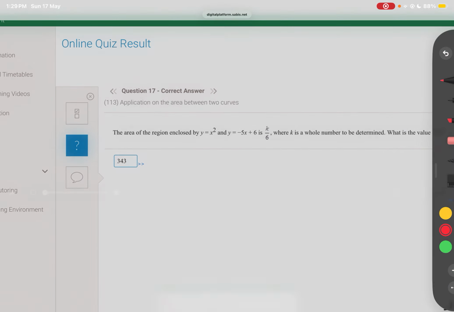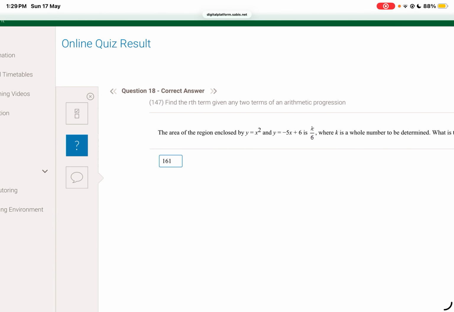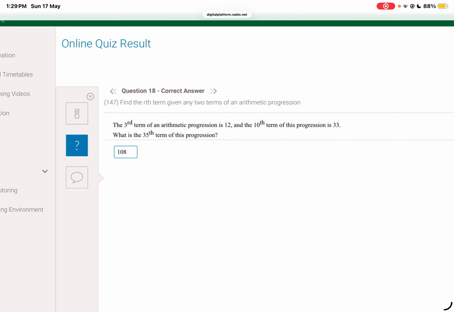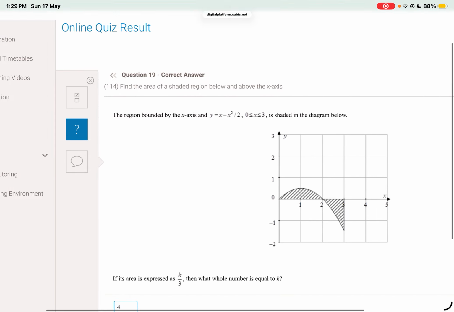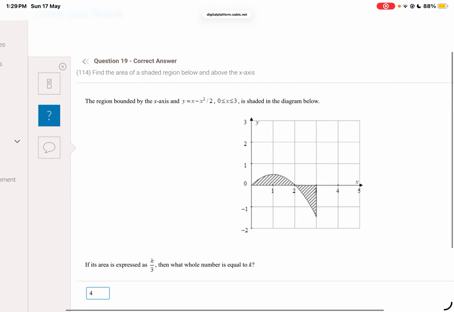Okay, now moving on to question number 18. Here they want to find, I'm not gonna solve this, it's the same thing. You find both equations, you put them in the formula, you make them both a1 equal, you find the value of d, and then you find the 35th term. It's very easy.